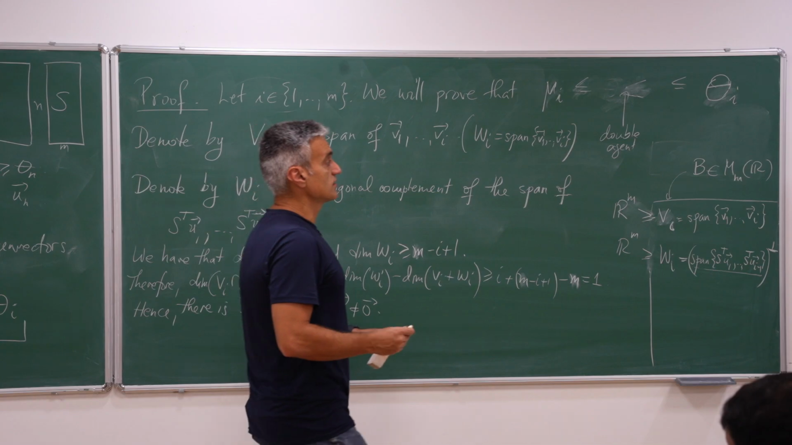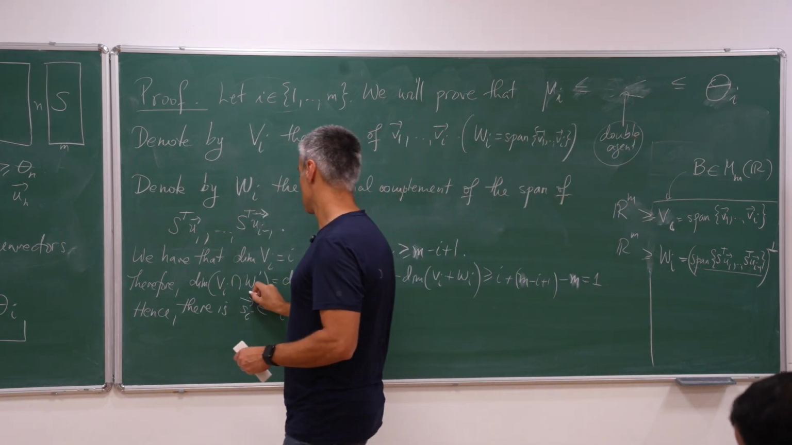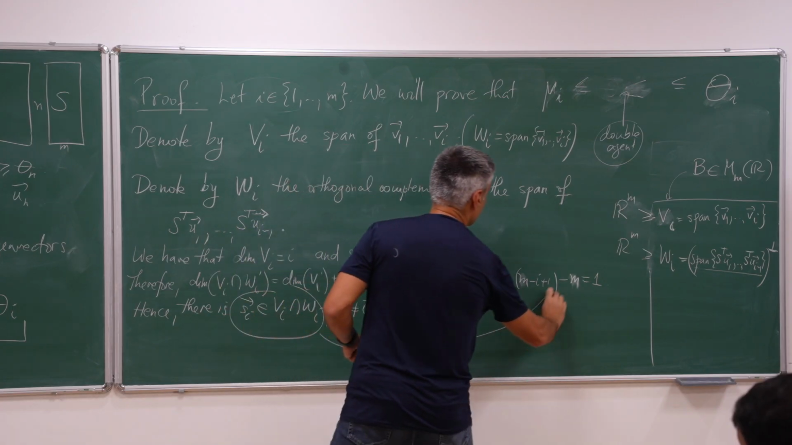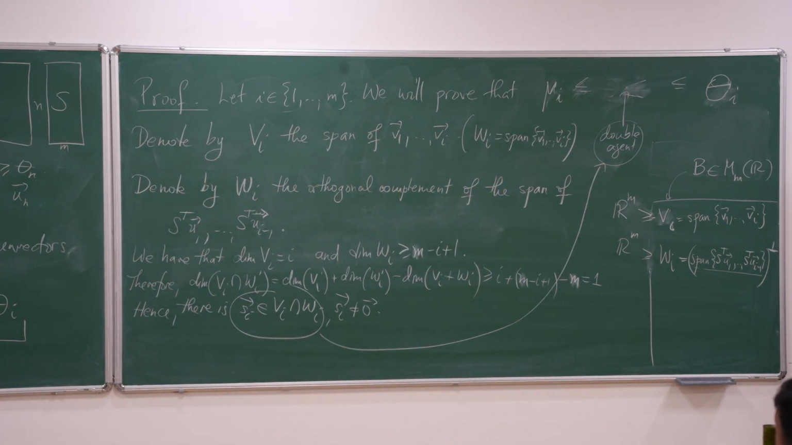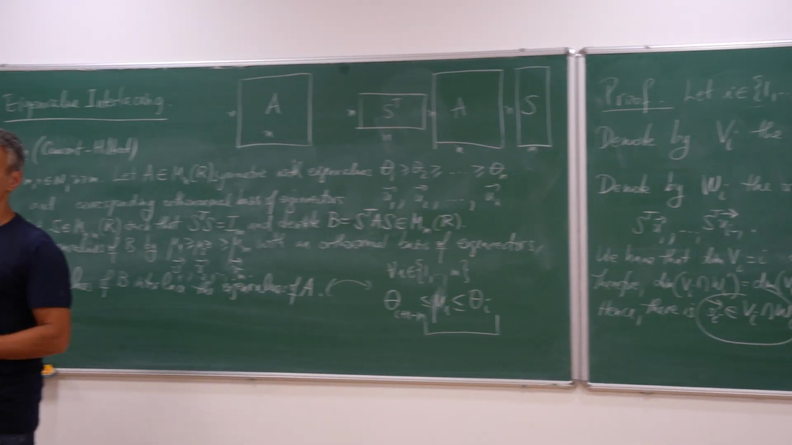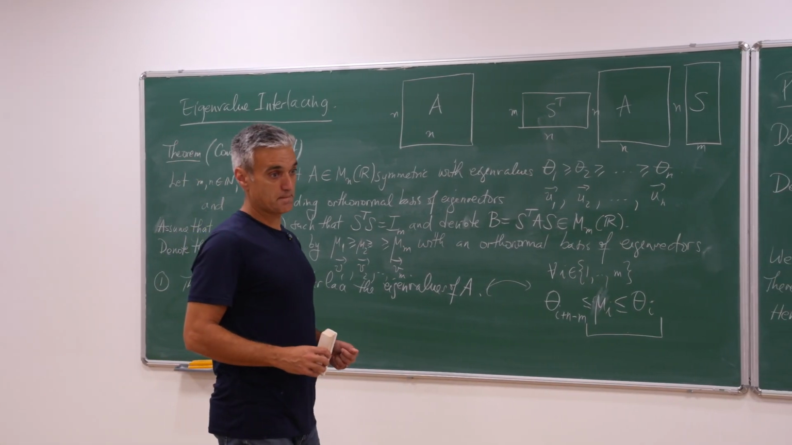So this Si is going to play the role of double agent here. We'll try to play it because it's in 2 subspaces. We're going to try to get information from each of those subspaces, some inequality.